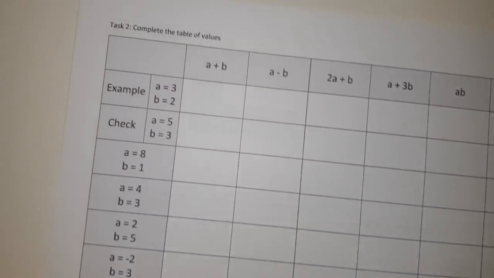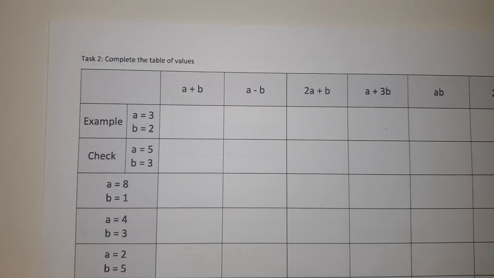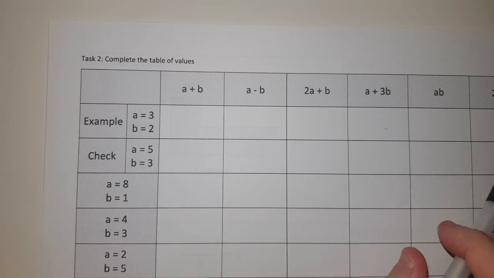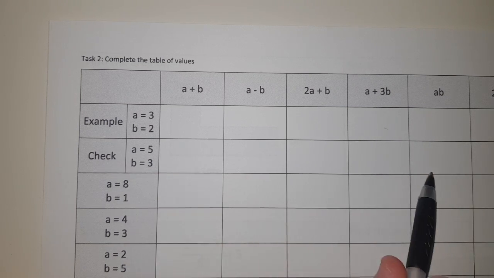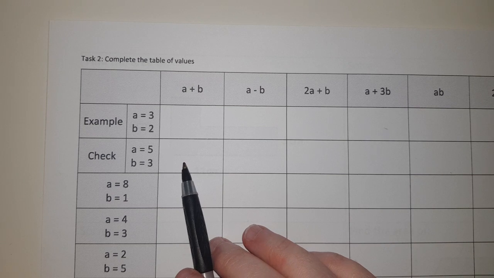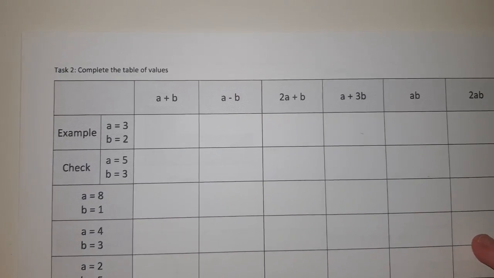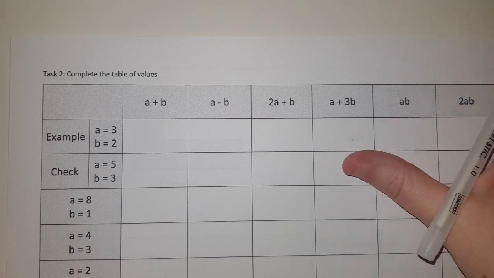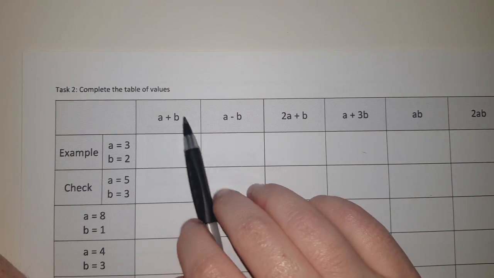Okay, once you've done task 1, we're going to look at task 2. So again, I'm going to do just like I've done there. I'm going to do the examples, and then I want you to pause the video and have a go at the section that says check before you move on. So it's still substitution, very much the same as what we've done before, but this time you've got different letters involved.